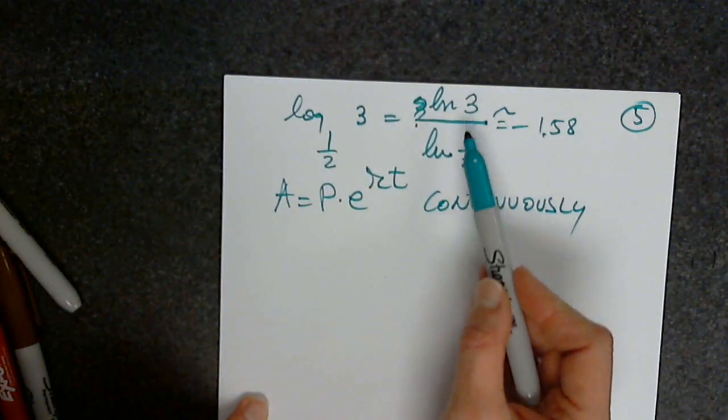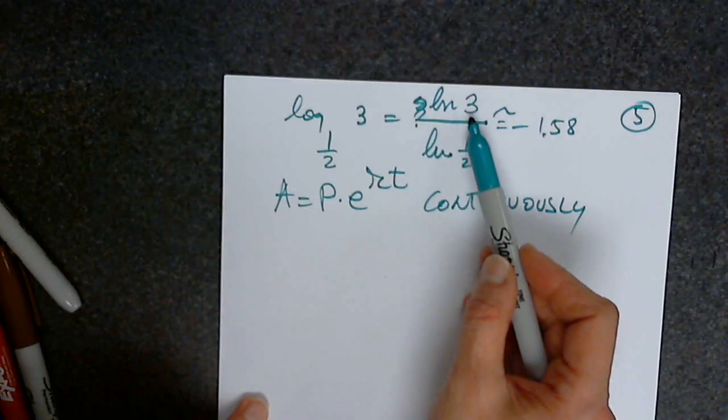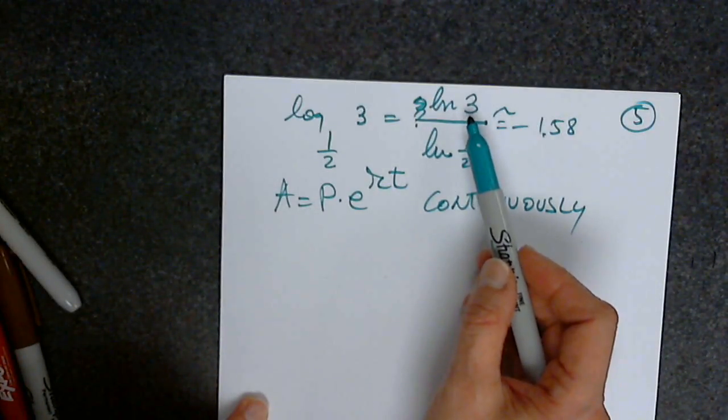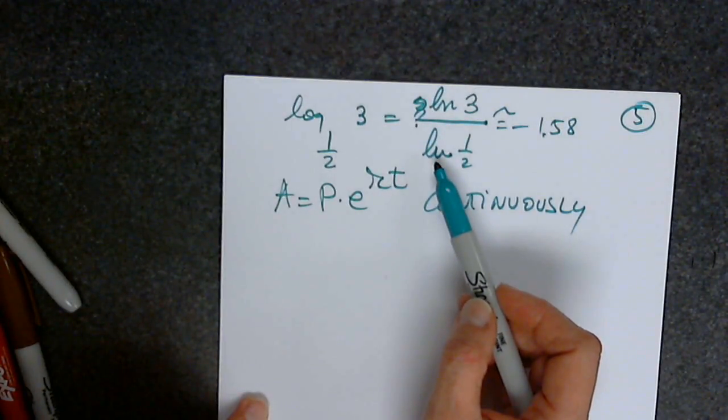I divided natural log 3 over natural log 1/2. So plug it in the calculator: natural log 3, close the parenthesis, divided by natural log 0.5.